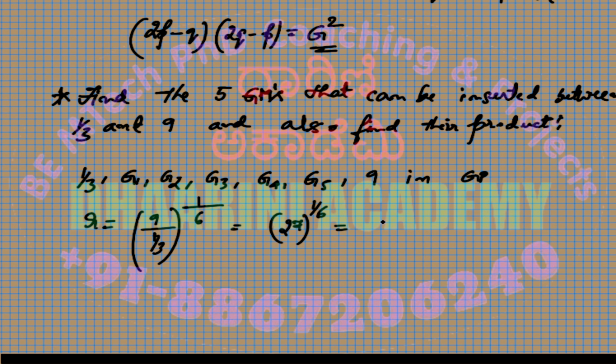So I can rewrite this as 3 into 3 into 3. So this is 3 cube to the power 1 by 6. So 3 cancels with this as 2. So this is root 3. The common ratio should be root 3.